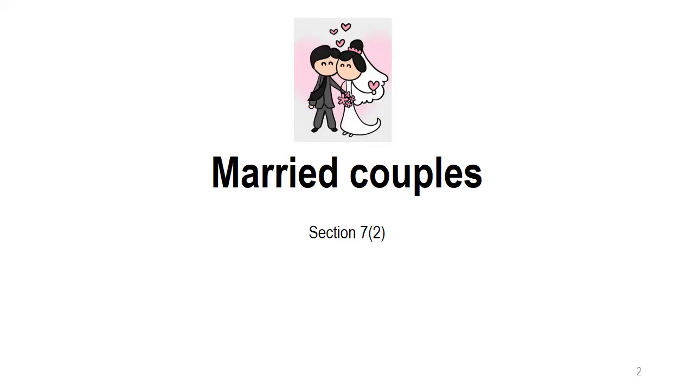So the first one we are going to have a look at is married couples, and the section that we'll be looking at here is section 7.2. You don't have to know the section number.